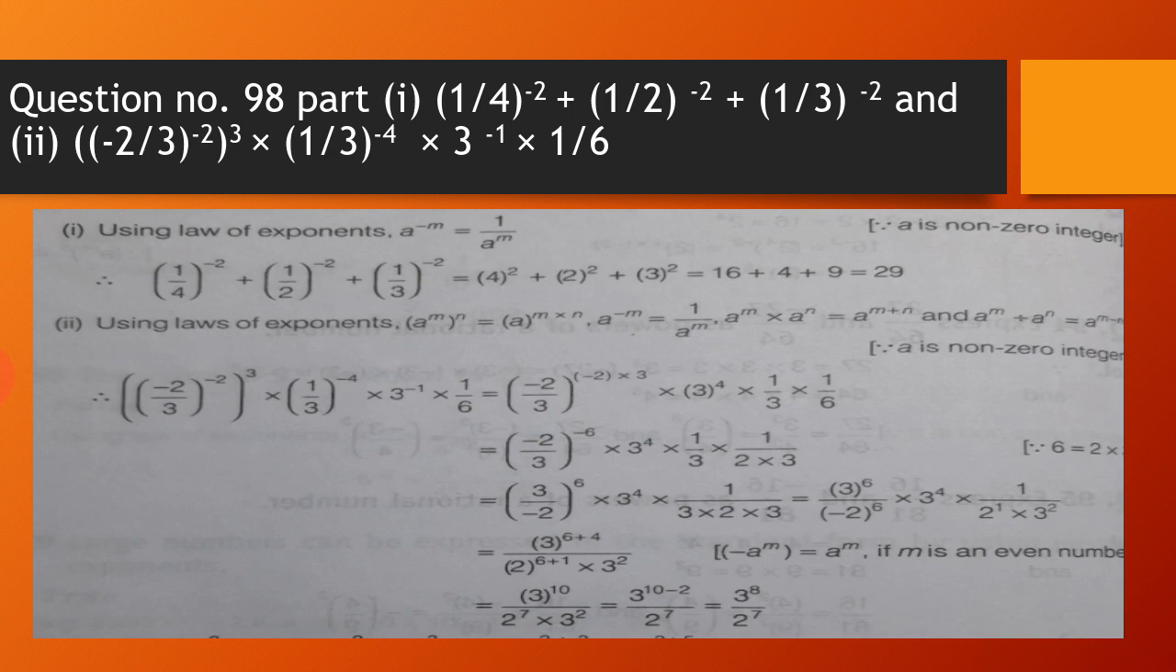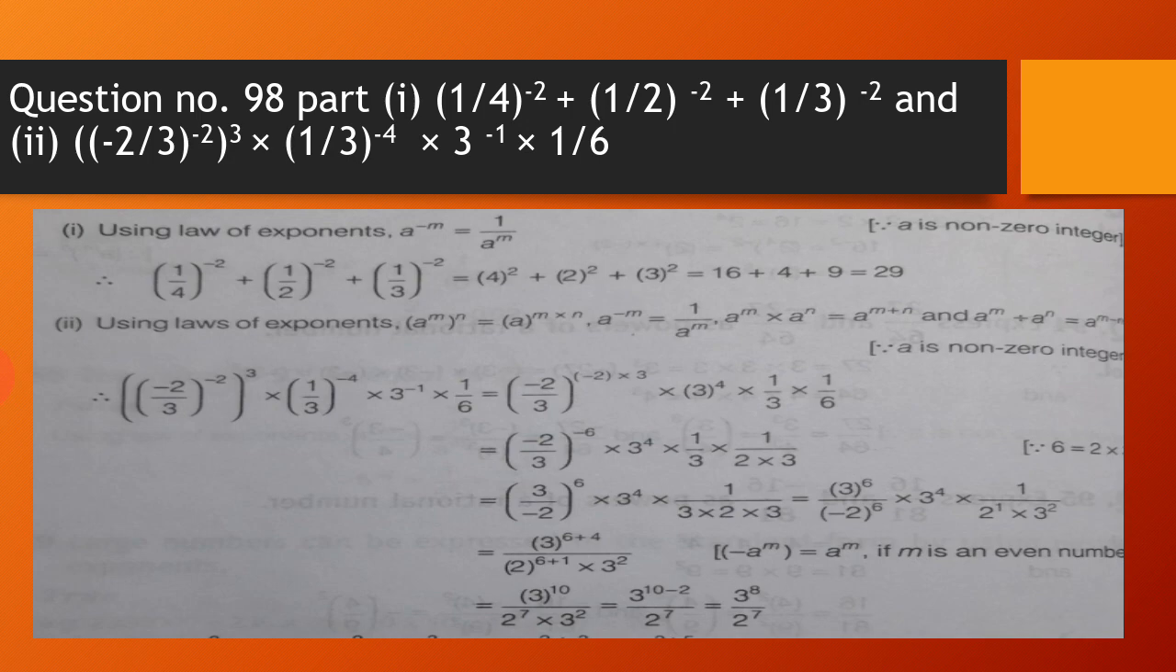So instead of (minus 2 by 3) whole raised to power minus 6, we converted it into (3 by minus 2) whole raised to power 6. 3 raised to power 4 remains as it is. And the third and the fourth term can be combined together and written in terms of 3 and 2 only. So 1 by 3 into 2 into 3. Correct?